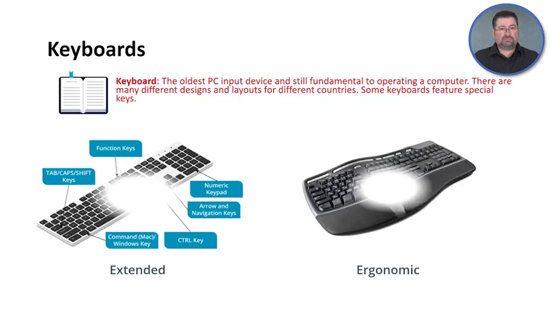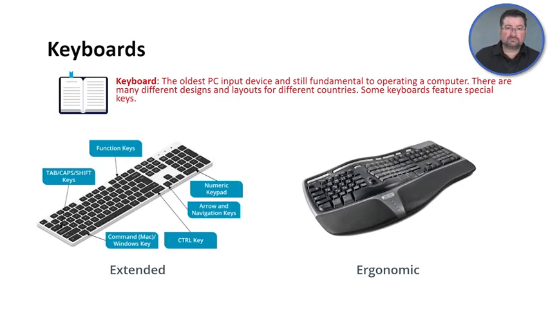Keyboards, since computers have been developed, have always been the number one input device. So every time we go to create documents or do whatever, we're typing it out on a keyboard. Keyboards can have different functions, right? You can buy keyboards with all kinds of different functions. They can be extended where they have their own number pad, as you can see on the left, or they can be more ergonomic, as you can see on the right. This is to help you with carpal tunnel so you don't bang up your wrist while you're doing your job.